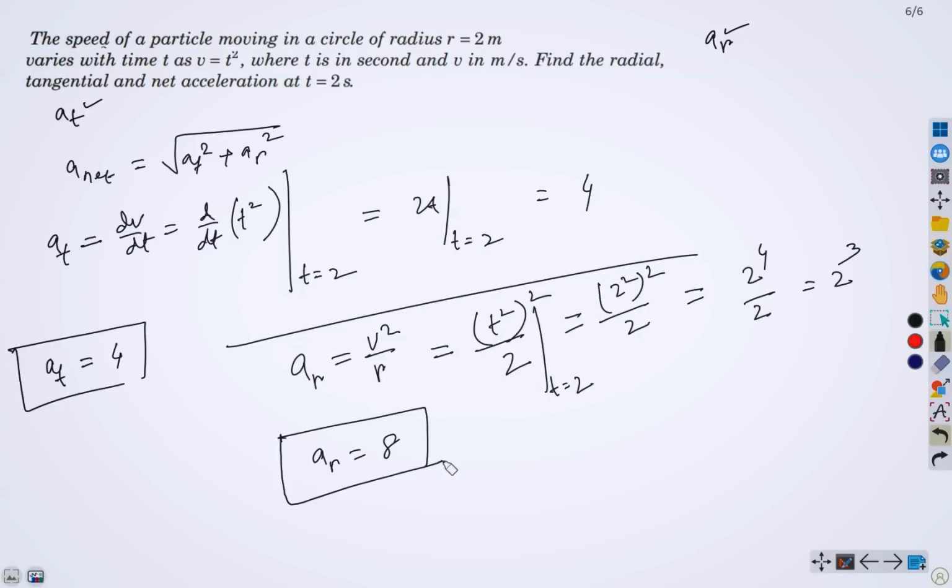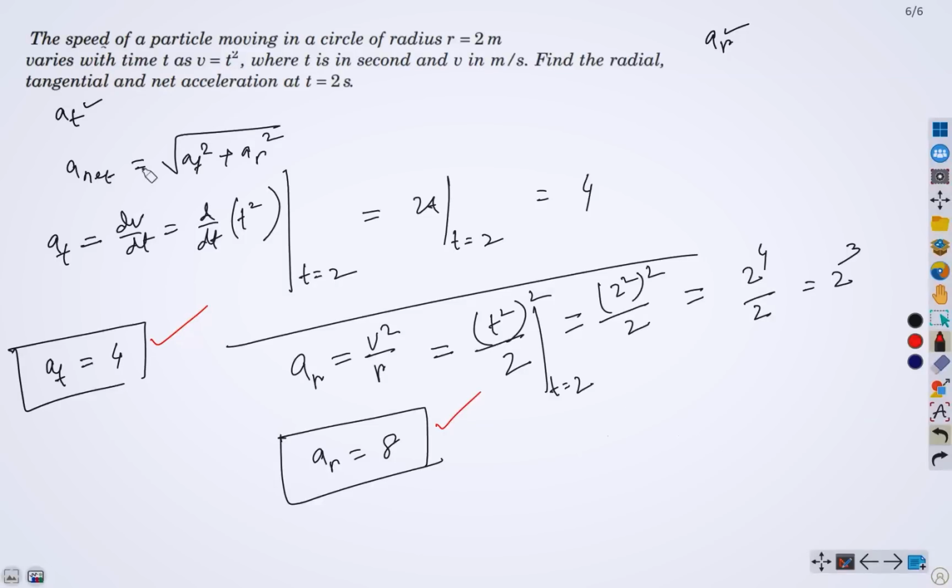Okay. See, we obtained AT, we obtained AR. It is so simple, right? We just apply the formula. That's all. There are no tricks, no extra anything. Just simply formula. That's all. So we have to just remember those formulas, and the problem will be solved.